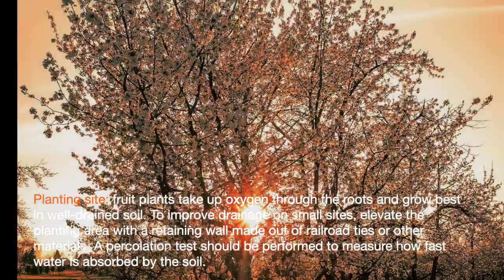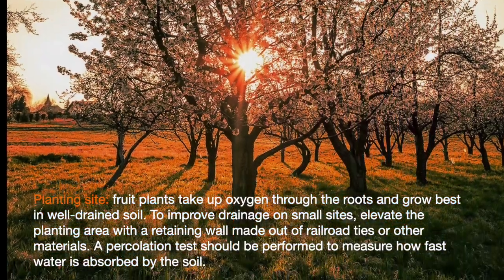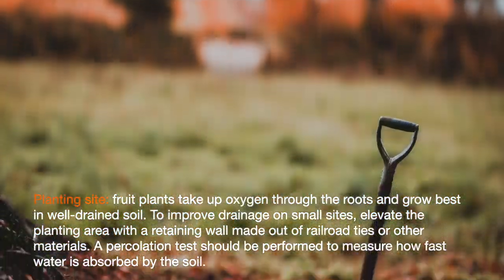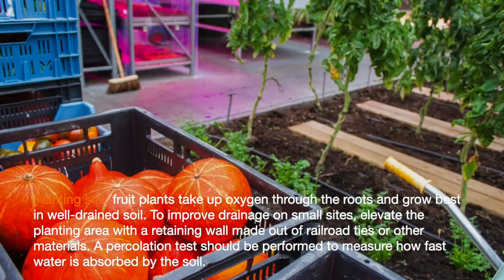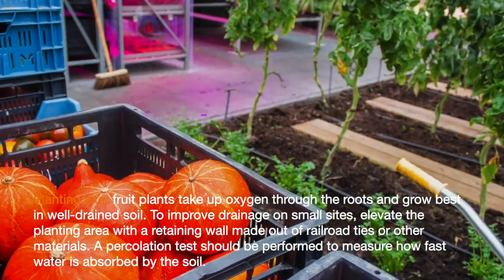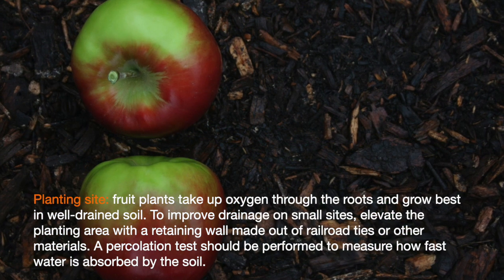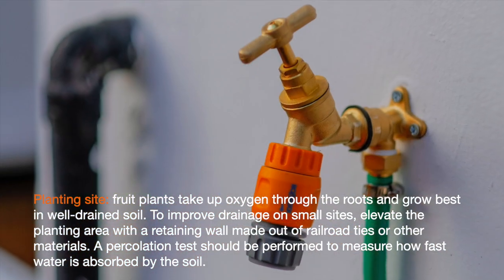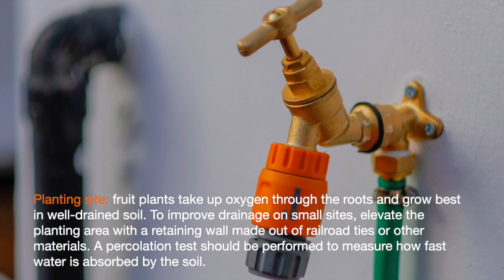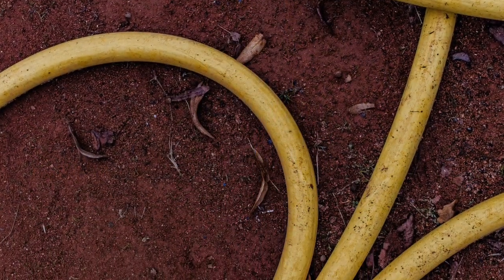Planting site. Fruit plants take up oxygen through the roots and grow best in well-drained soil. To improve drainage on small sites, elevate the planting area with a retaining wall made out of railroad ties or other materials. A percolation test should be performed to measure how fast water is absorbed by the soil.